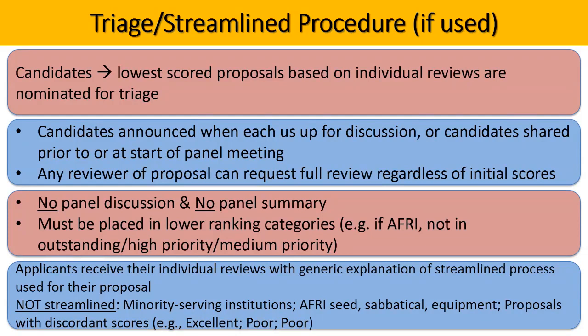Some proposals are never streamlined, and those are minority serving institution proposals and any other AFRI strengthening proposals, such as seed proposals, sabbatical proposals, and equipment proposals. And then also proposals where the scores are not consistent. So you might have an excellent, a very good, and then two poors. That proposal should probably be discussed because there's a lot of contention and everybody doesn't agree.